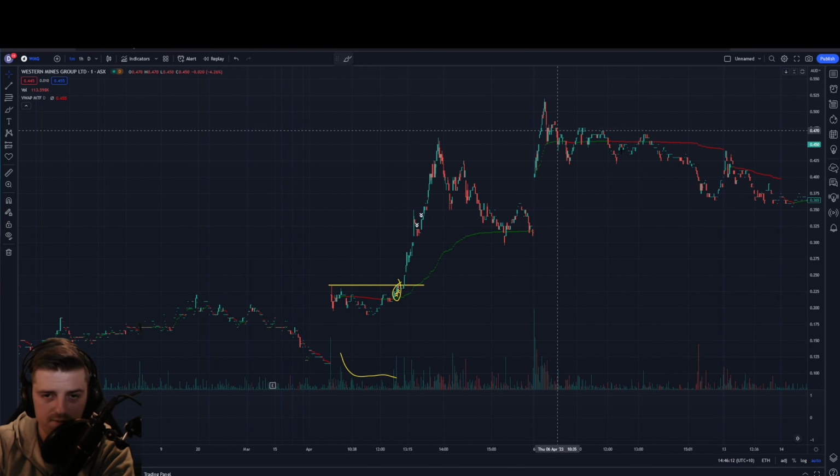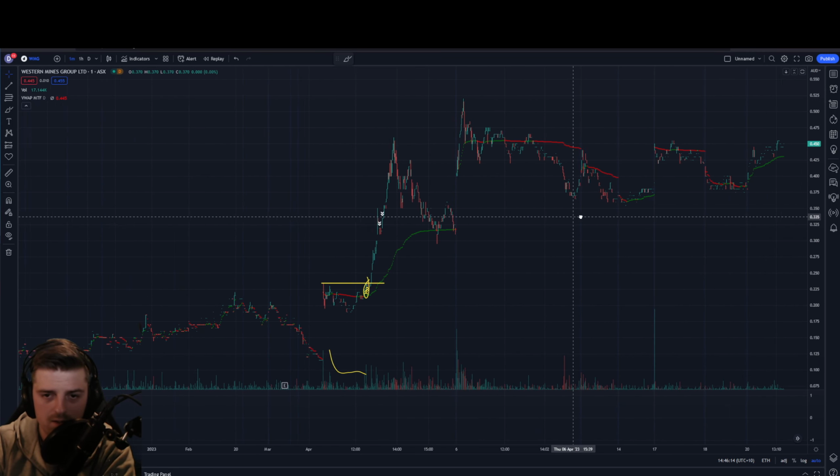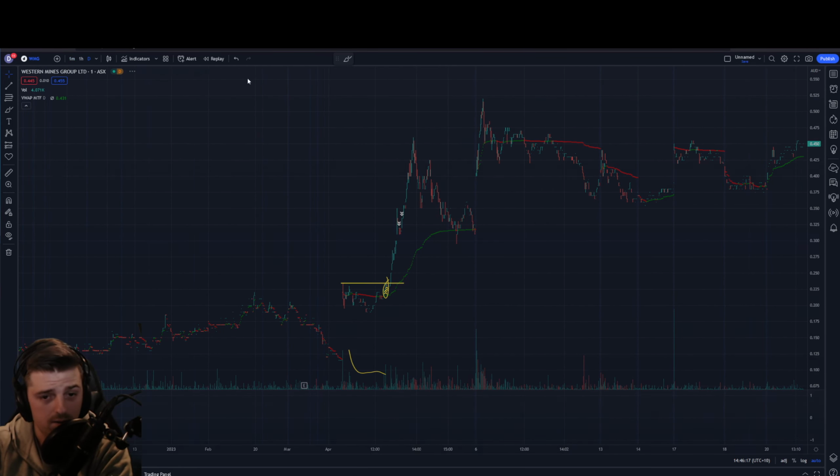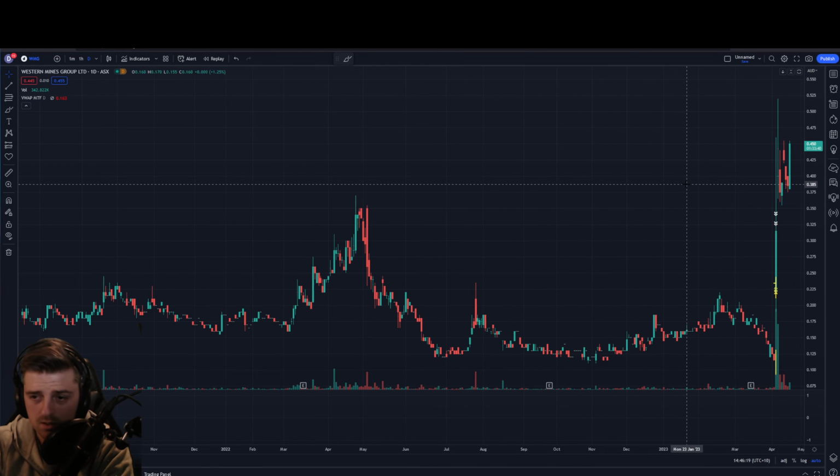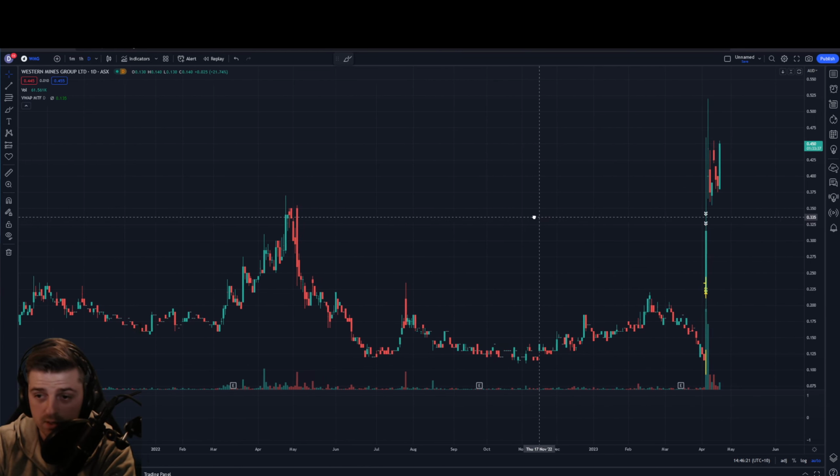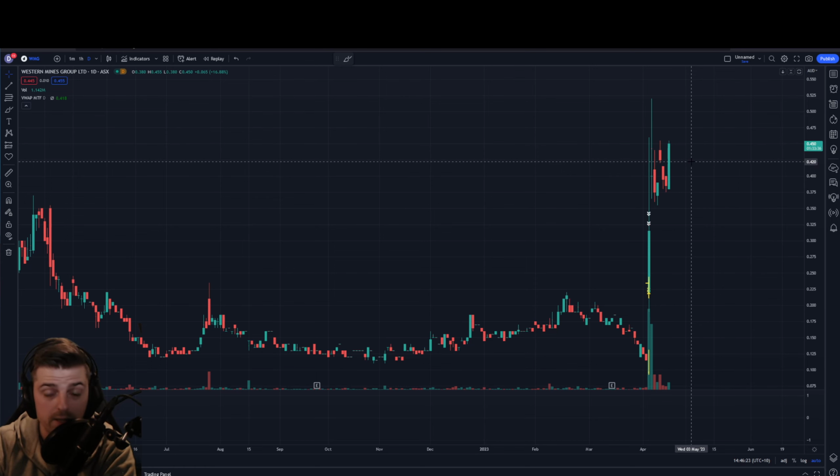A little bit of a pop on day 2. And it's actually gone sideways. It actually looks okay. That's not too bad. And here, for a reference, here's the daily chart as well. That's actually not too bad. That looks interesting.